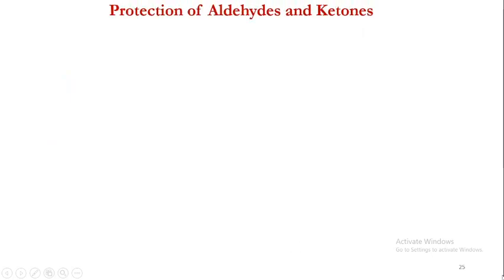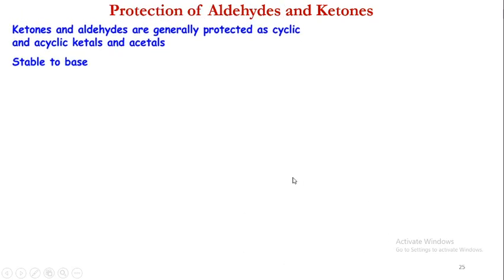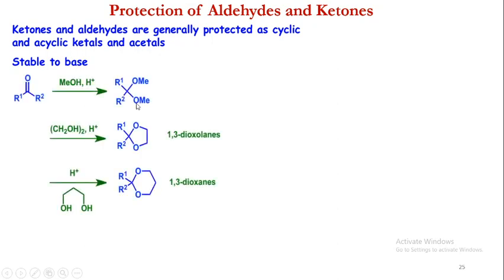As we know, ketones and aldehydes contain carbonyl groups, therefore they are electron deficient. Aldehydes and ketones are generally protected as cyclic and acyclic ketals and acetals, and they are stable to base. Here the ketone is protected as a ketal by using MeOH in presence of acid, or by using a diol in presence of acid.